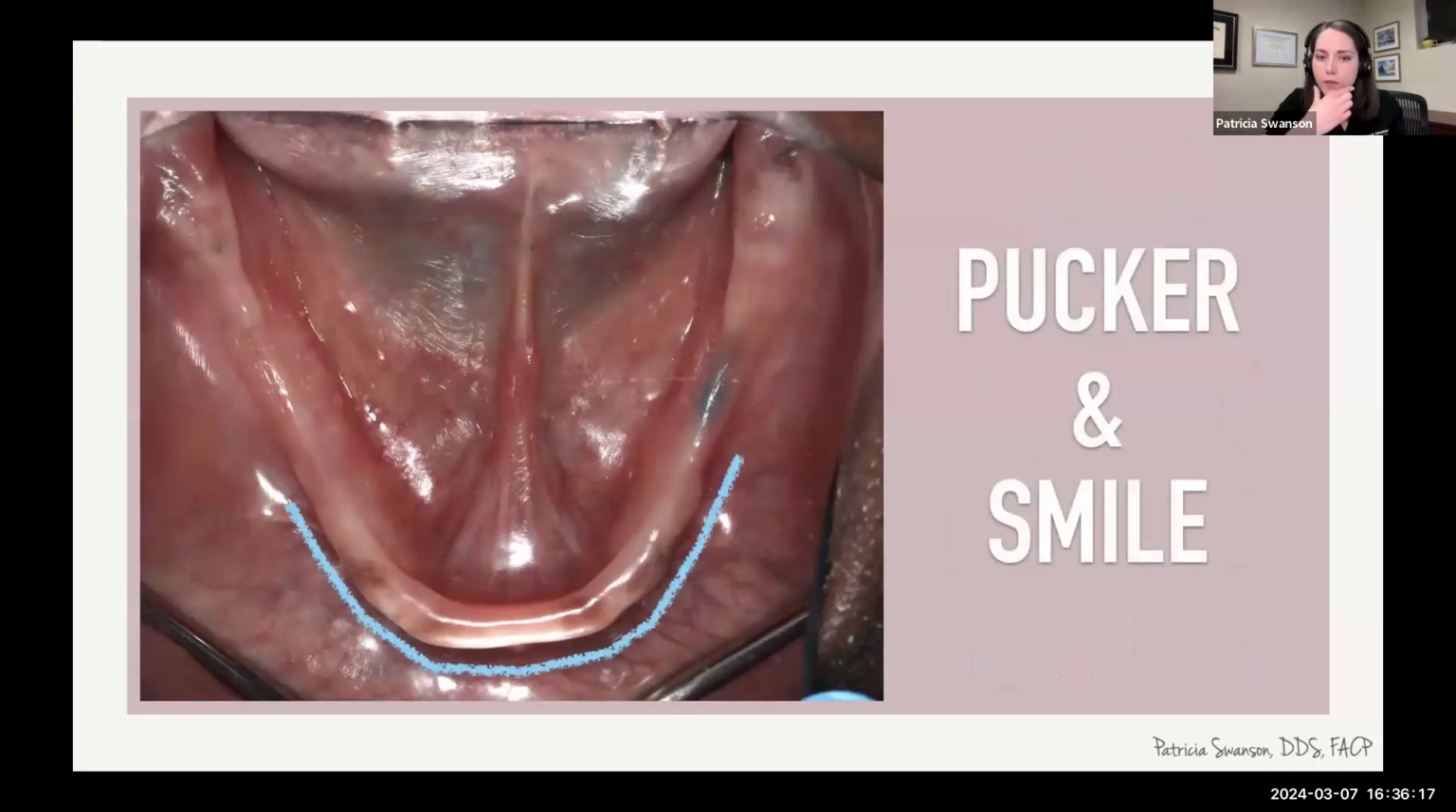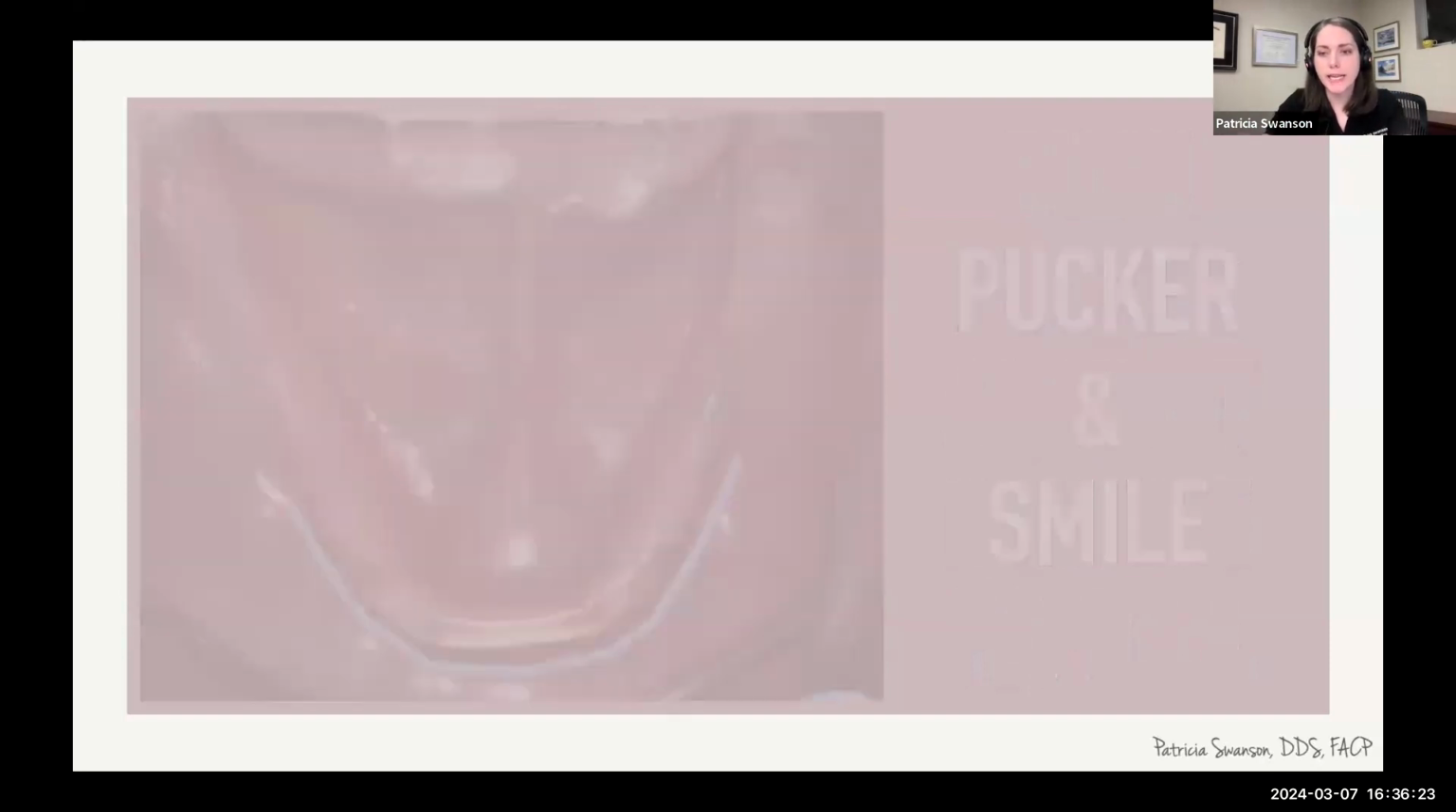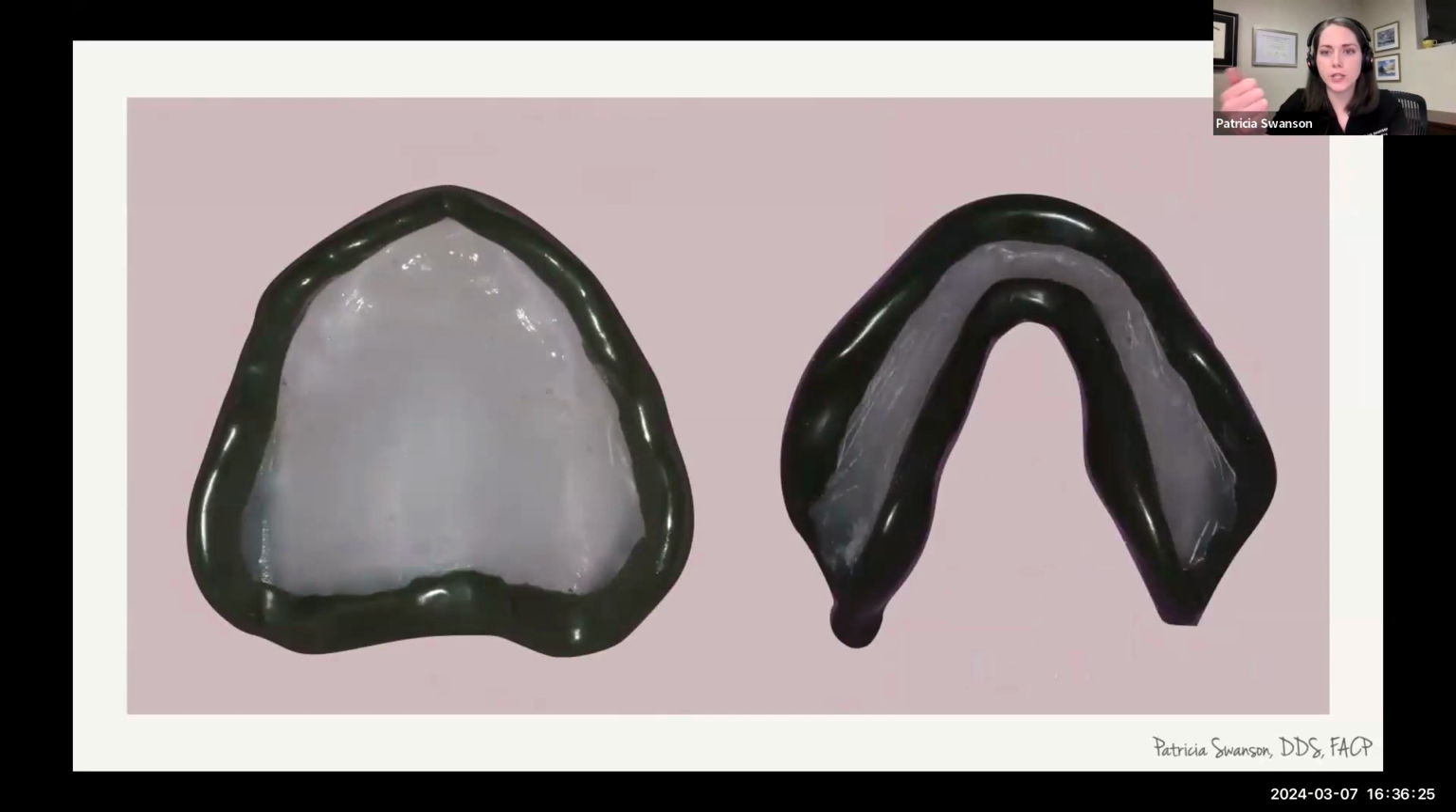The other area, of course, we're going to do puckering and smiling on the lower, just like we did on the upper, to shape especially that labial area. And again, you can have them suck on your finger if they're not doing it well. And at the end, this is what my border molded dentures look like. I'm going to have suction with them in if they're wet. If it's dry, nothing has suction.